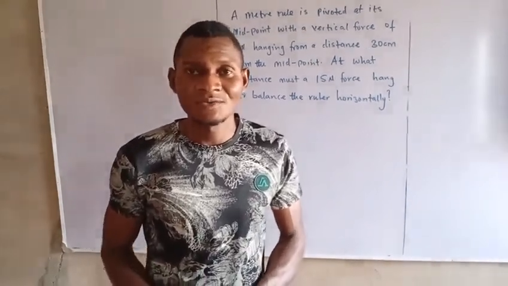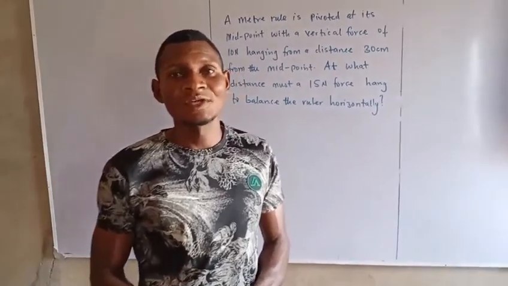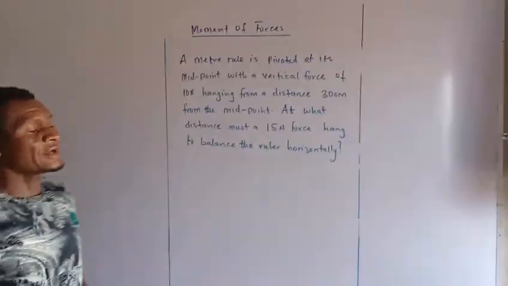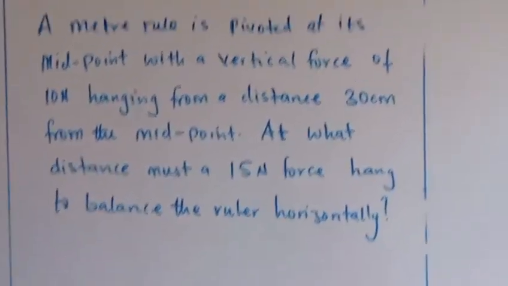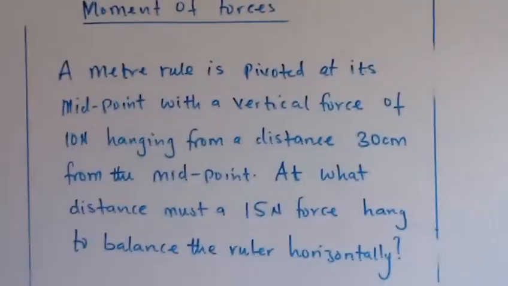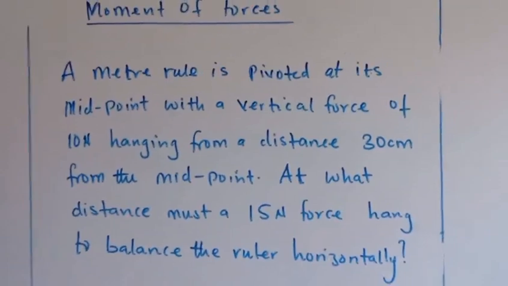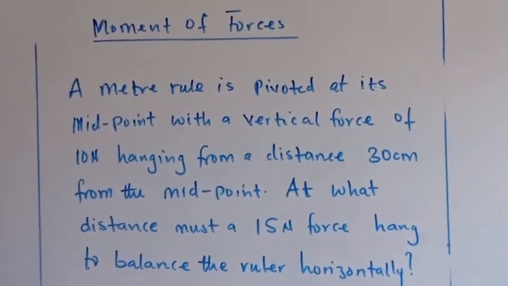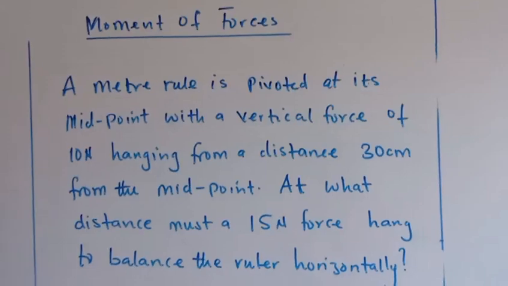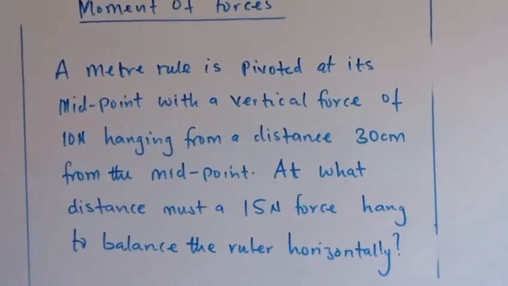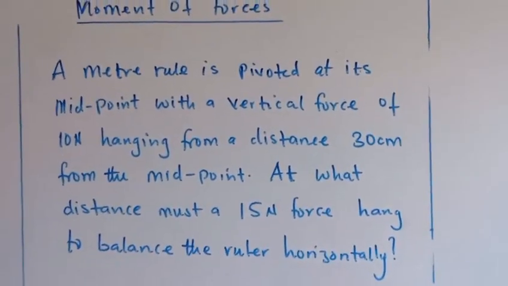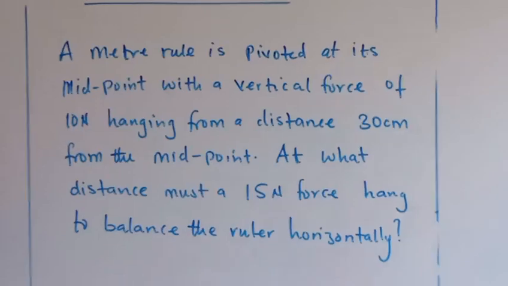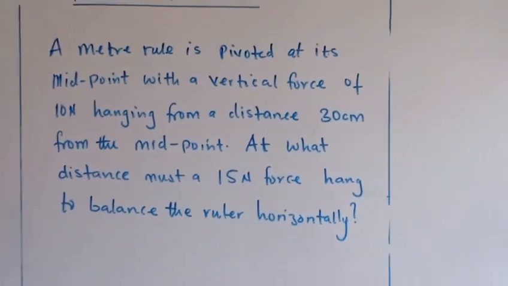I'm going to take you through an example on moment of forces. Look at the question. The question reads: a meter rule is pivoted at its midpoint with a vertical force of 10 Newton hanging from a distance 30 cm from the midpoint. At what distance must a 15 Newton force hang to balance the meter rule horizontally?